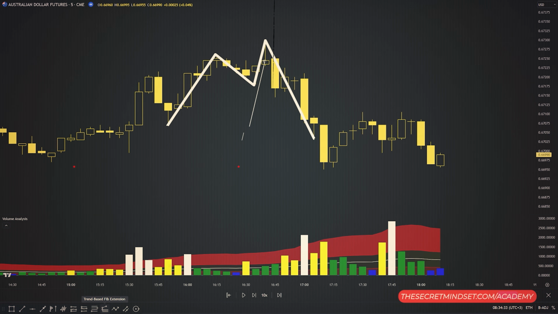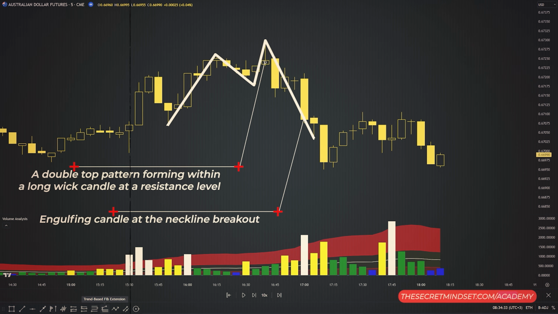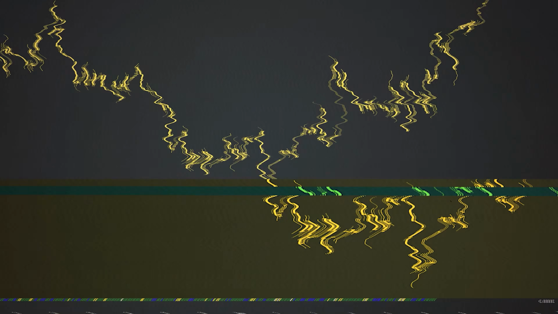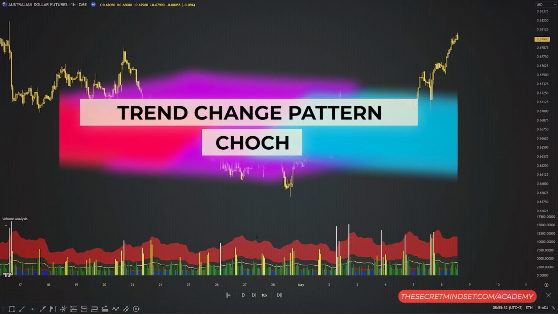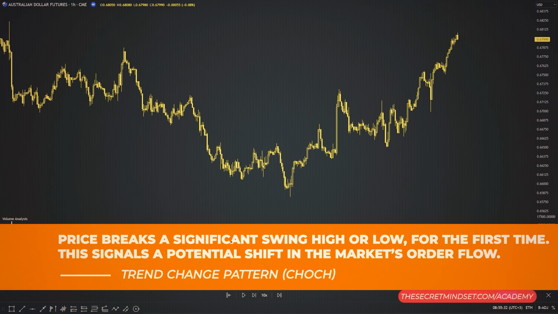For example, a double top pattern forming with a long wick candle at a resistance level can confirm a trend change from an uptrend to a downtrend, or an engulfing candle after the price tests the neckline after the breakout is another good sign. A trend change pattern, also known as a change of character, occurs when the price breaks a significant swing high or low for the first time. This signals a potential shift in the market's order flow.